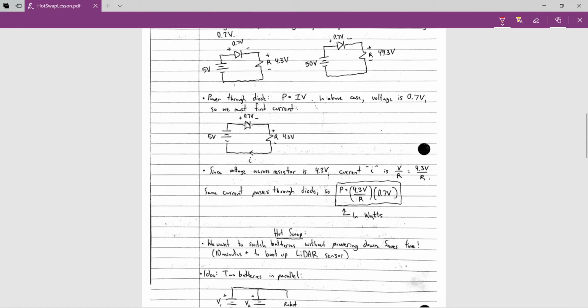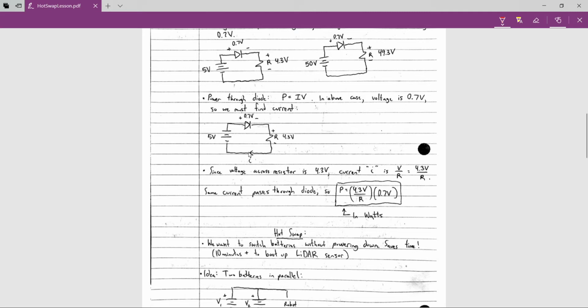Power through a diode is calculated like power through anything else. Power equals IV. A lot of the time you can use power equals I squared R, or V squared over R, but resistance typically isn't talked about too much in a diode. Since we usually have a voltage rating for the diode, in the cases I've given you 0.7, we can use that for the voltage. Then, if you can analyze the circuit and figure out how much current it pulls, you can figure out the power dissipated by the diode.